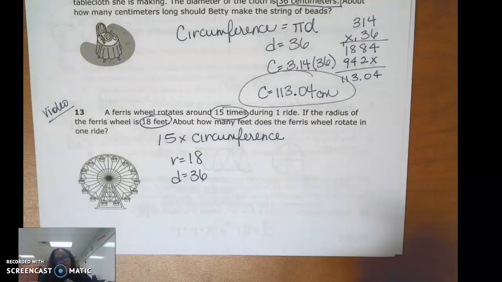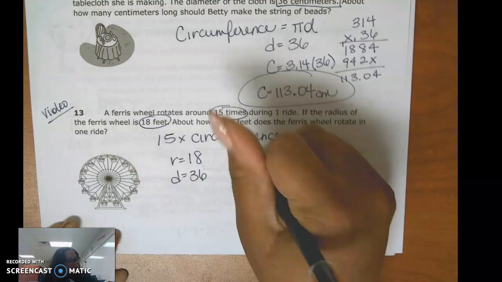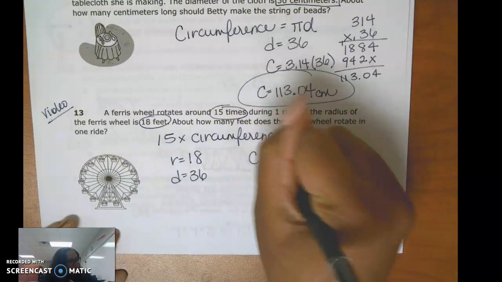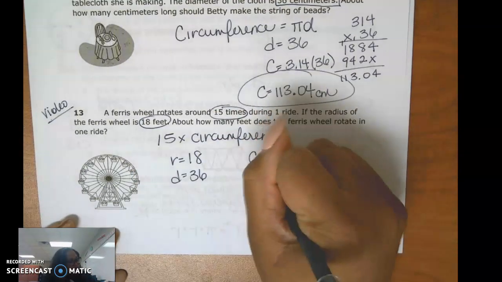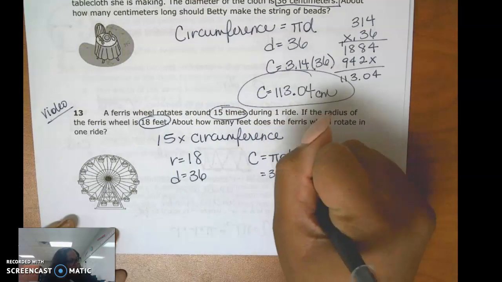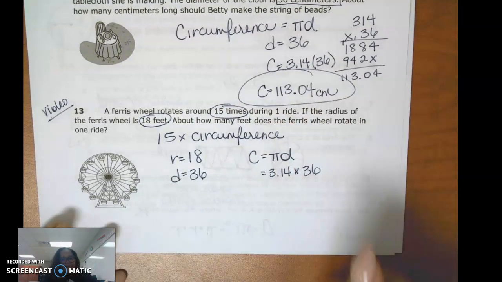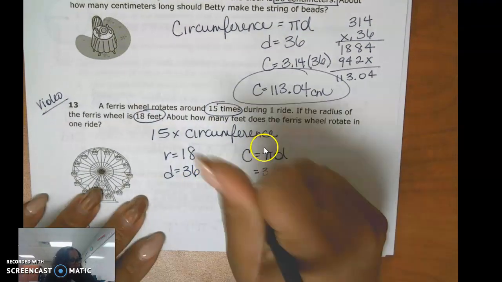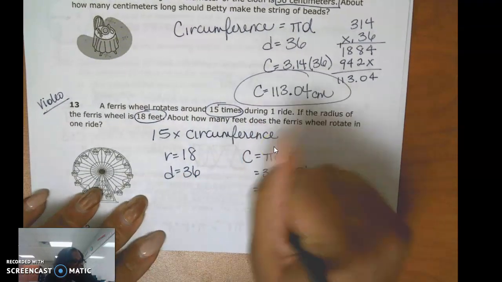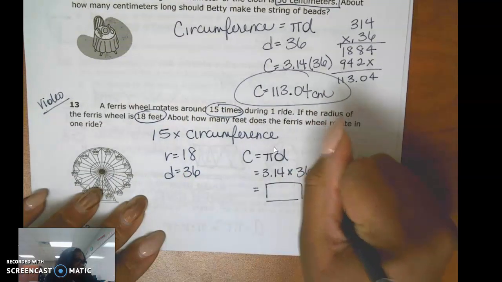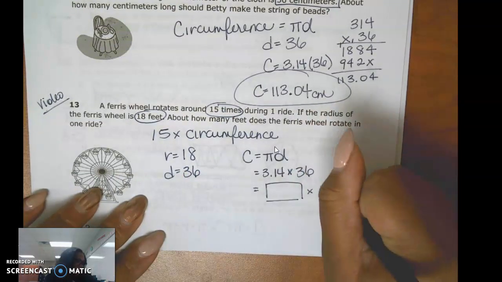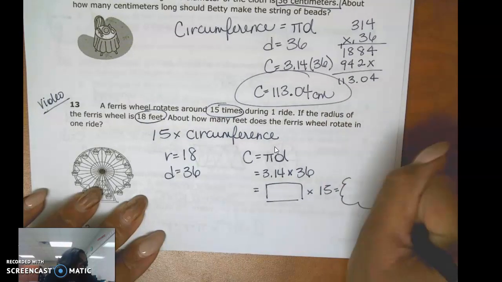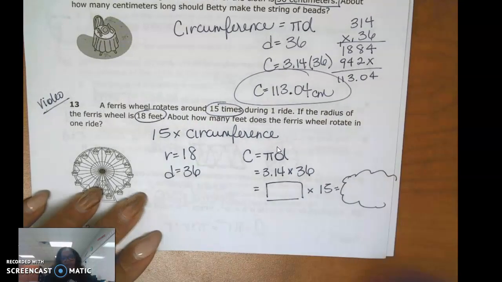So here I'm going to do circumference equals pi times diameter, which is 3.14 times 36. Then once I find this answer, I'm going to multiply by 15. So I'm going to get an answer here, then times 15 to get my total. So then I'll get my final answer.